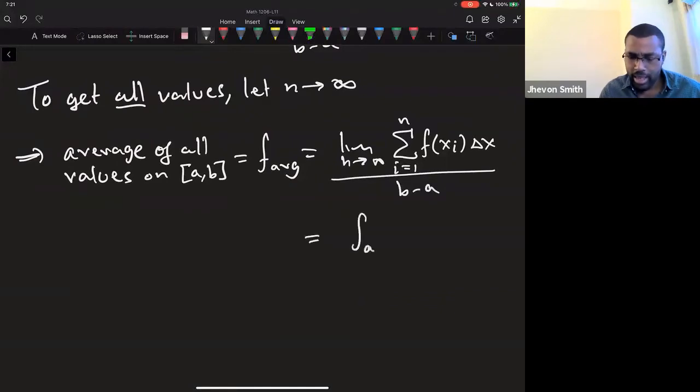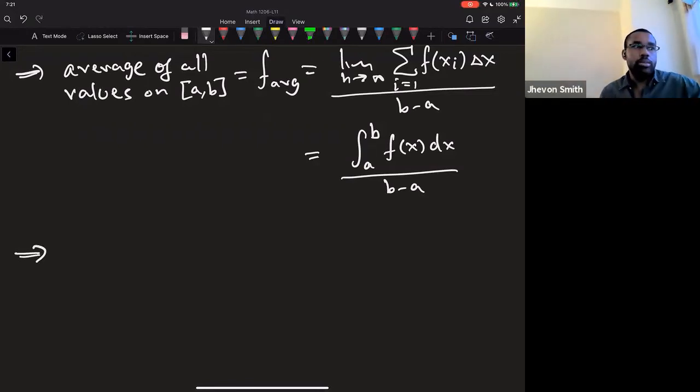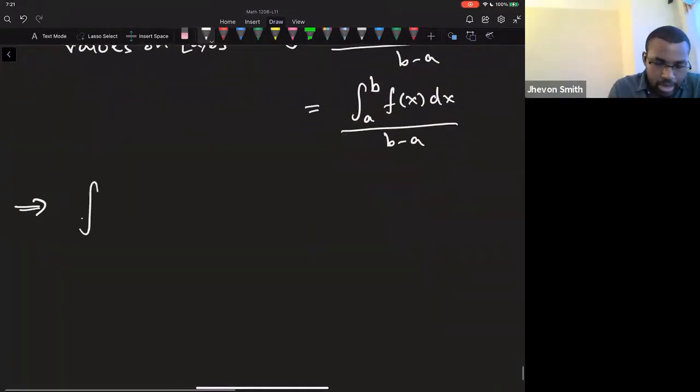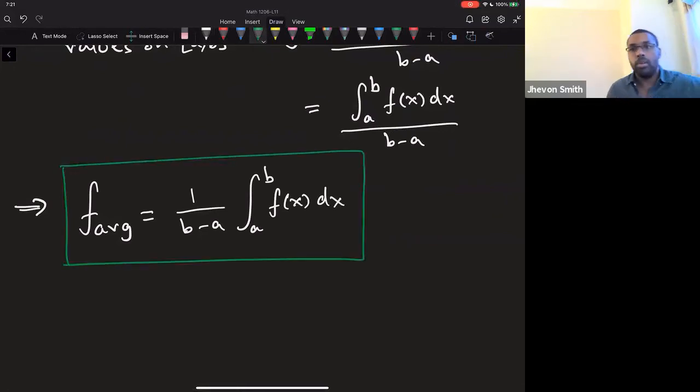But by definition, that is the integral. So this leads to a formula for the average value of a function. f average is going to be 1 over b minus a times the integral from a to b of our function. And that's that. This is a way to compute the average of an infinite number of values. You can actually use an integration.